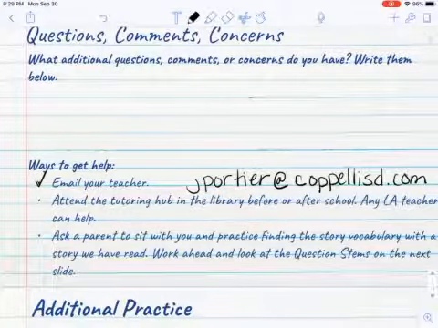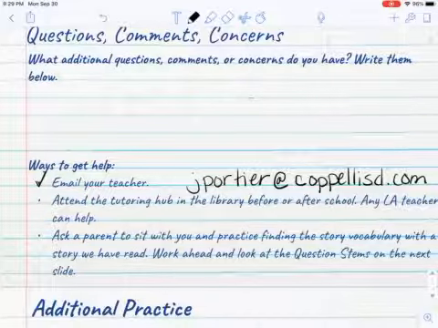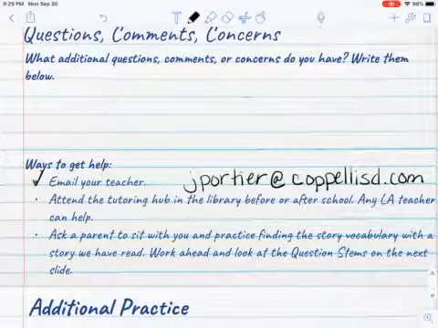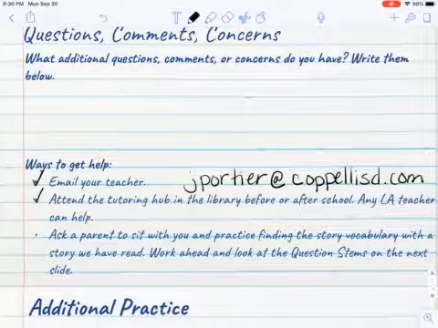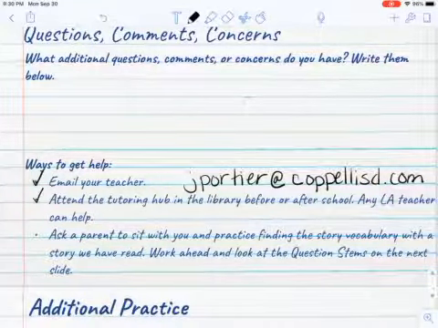If you want to attend the Tutoring Hub, as mentioned earlier, that's in the library. It's before and after school. You can work with any LA teacher. They're all happy to help you and can look over these notes to help prepare you also.